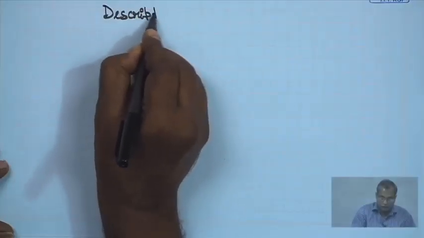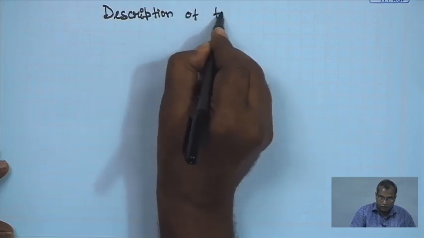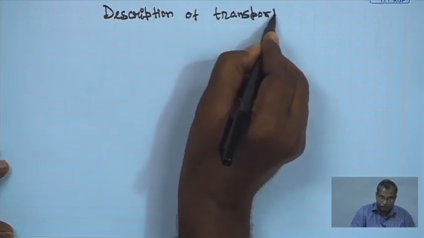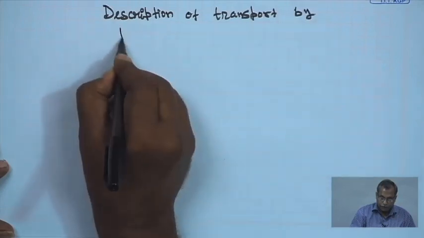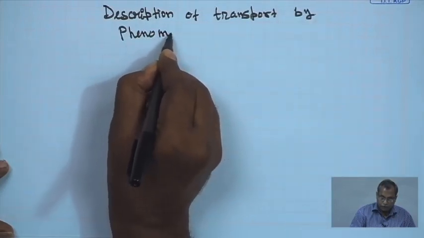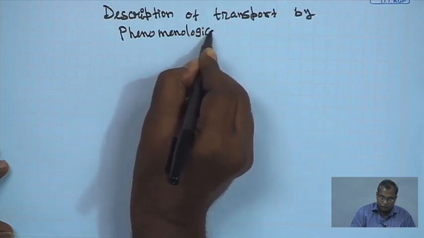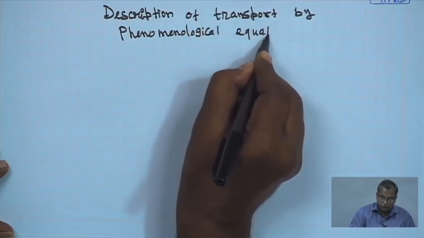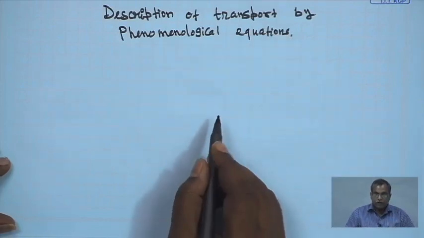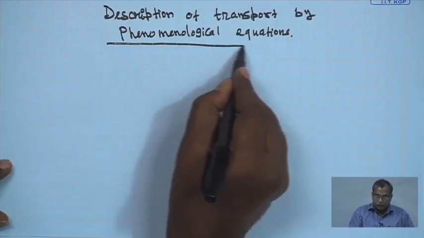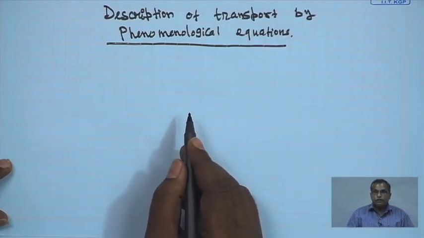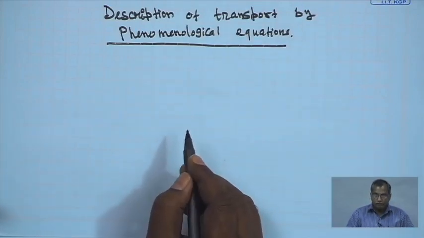Now, we will be looking into the various relationships between the description of transport processes using the phenomenological equations. So, the transport of solute through the membrane can be described by the phenomenological equation. Let us first understand what is the phenomenological equation.